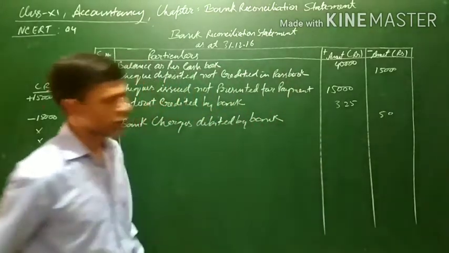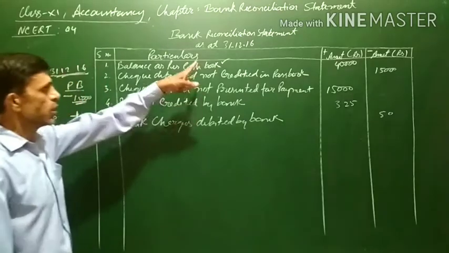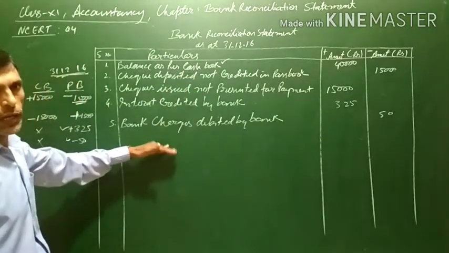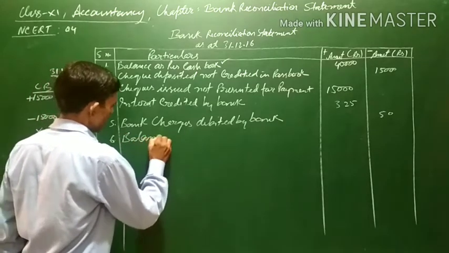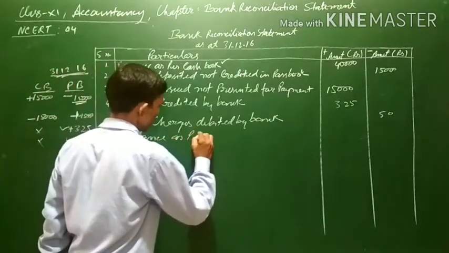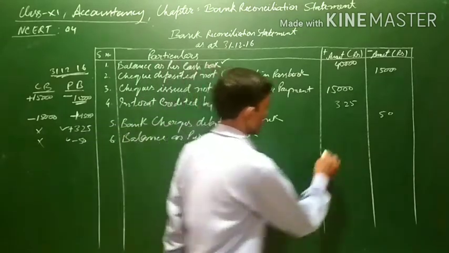Now we will find the balance. Since we started with the balance as per cash book, we will arrive here at the balance as per passbook. The balancing figure will be the balance as per passbook. Let us see what the balance is.